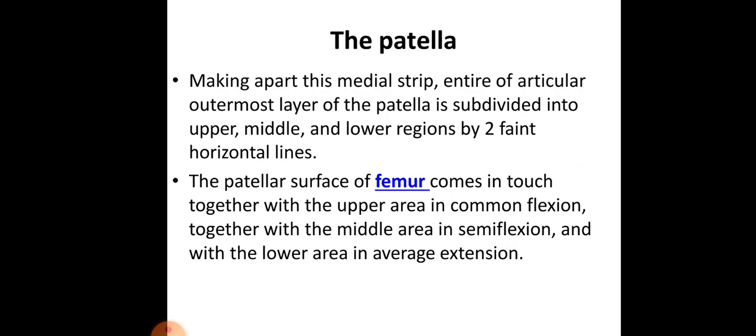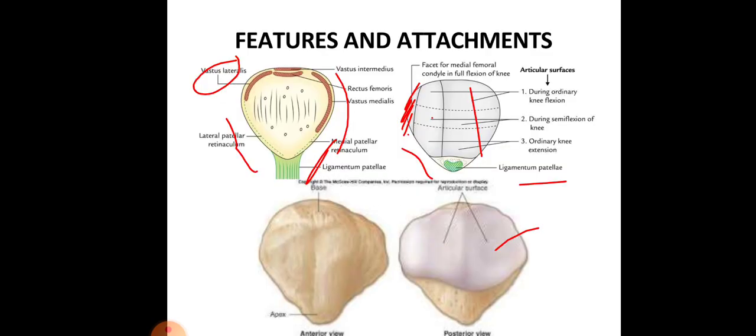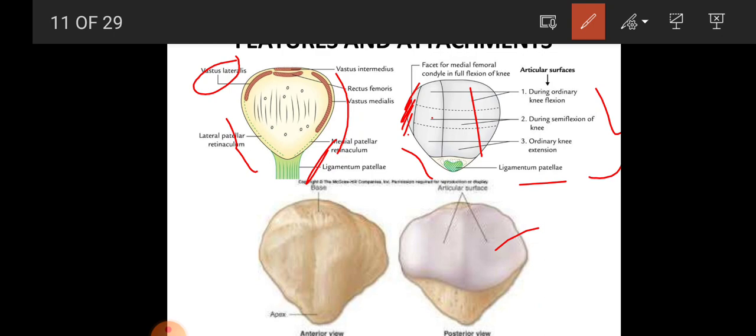Apart from this medial strip, the entire articular surface of the patella is subdivided into upper, middle and lower regions by two faint horizontal lines. The patellar surface of the femur comes in contact with the upper area during full flexion, the middle area comes in contact with the femur during semi-flexion, and the lower area comes in contact with the femur during extension, as we have seen in this diagram. These demarcate the articulation of the femur with the patella during different movements of the knee.